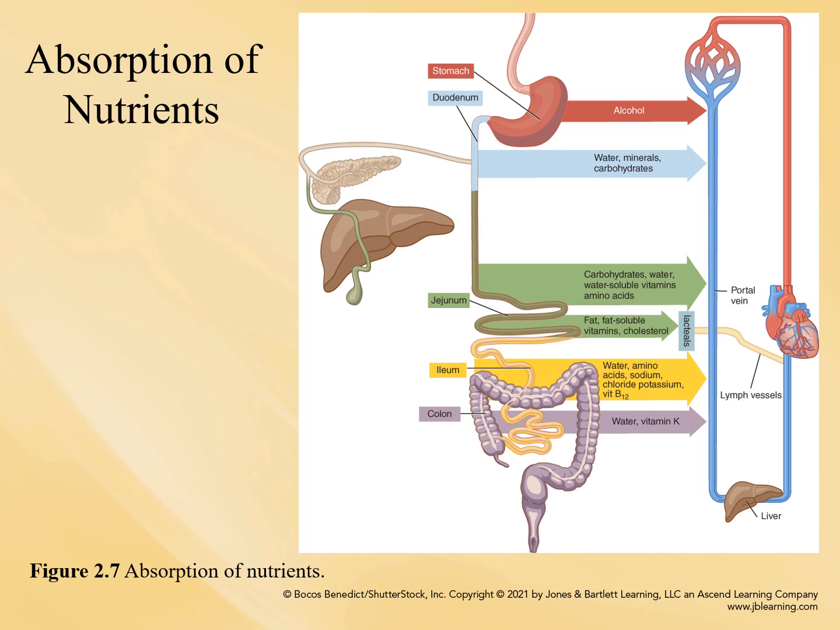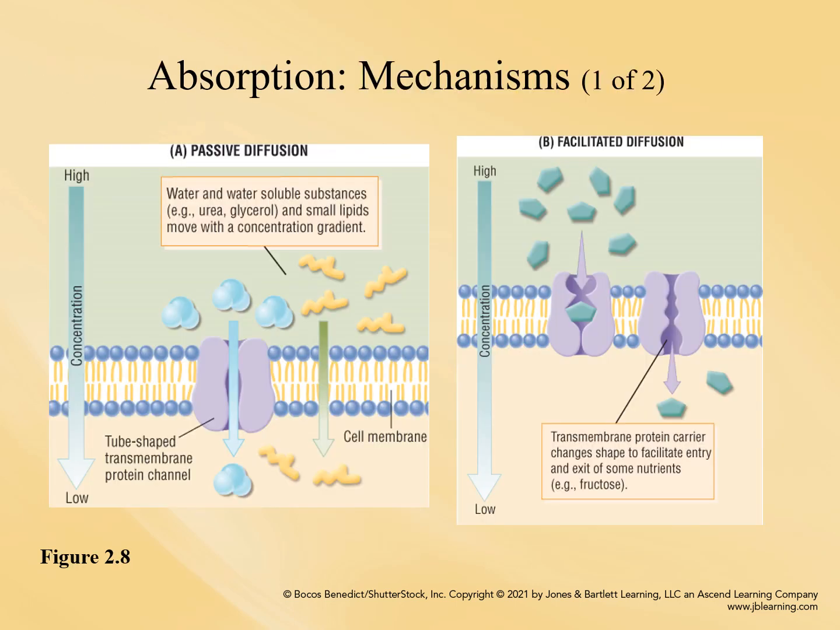What you'll want to do in Figure 2.7 is just take a look and see what is occurring at different components. You'll see that alcohol is absorbed in the stomach directly into the bloodstream. As you go down the small intestine, you'll see water, minerals, and carbohydrates being absorbed. As you get farther down the small intestine, carbohydrates, water, and then water and vitamin K back in the large intestine.